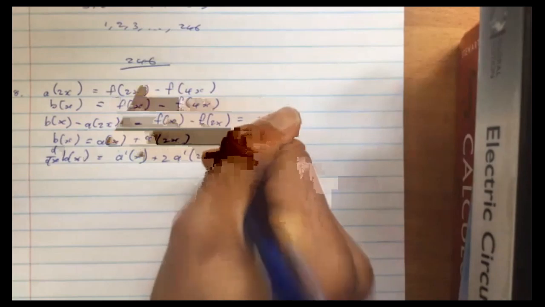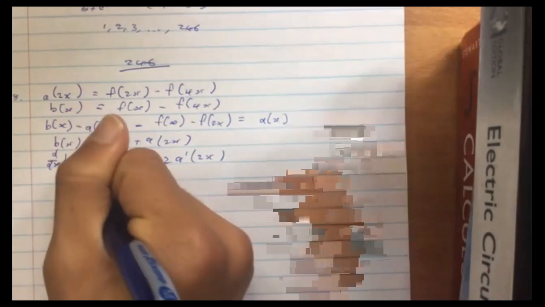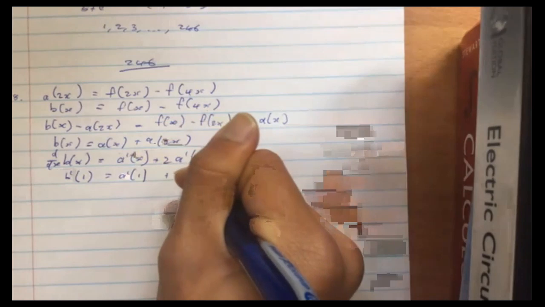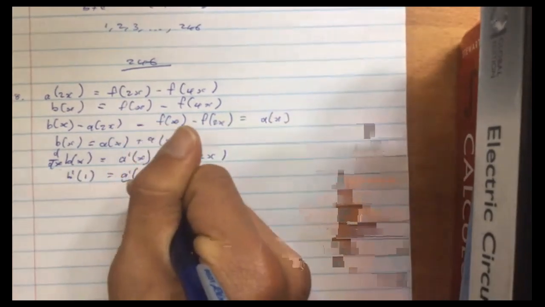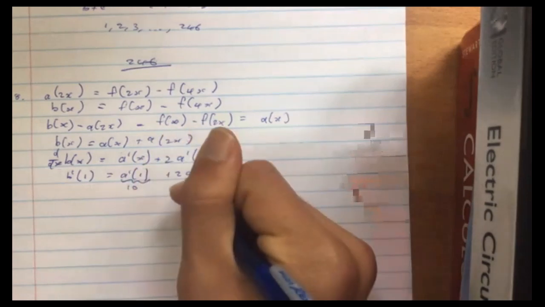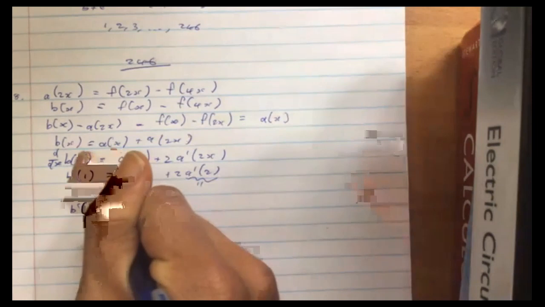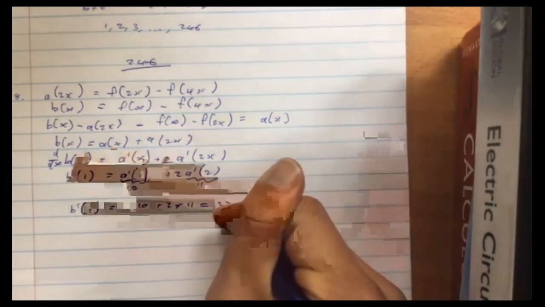And now plugging in that x is equal to 1, we get that b prime of 1 is a prime of 1 plus 2a prime of 2. And we were given that this is 10 and this is 11. So b prime of 1 is 10 plus 2 times 11, which is 32.